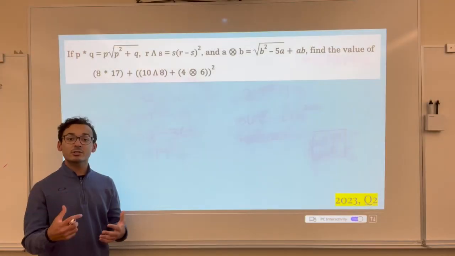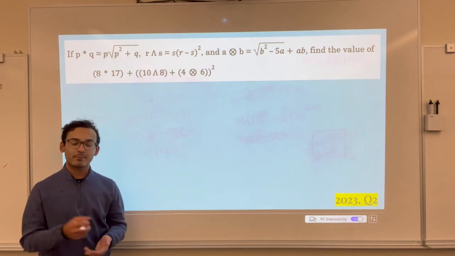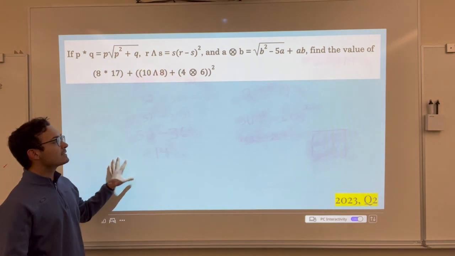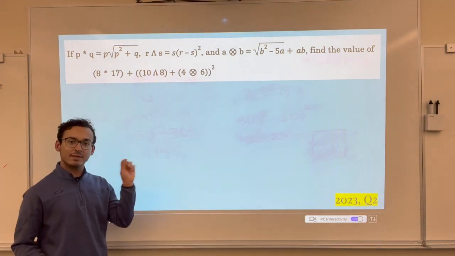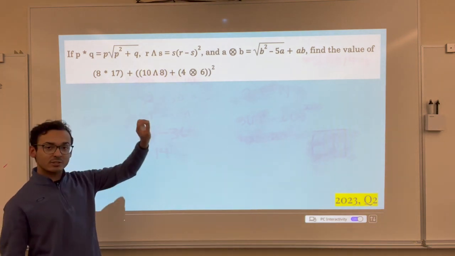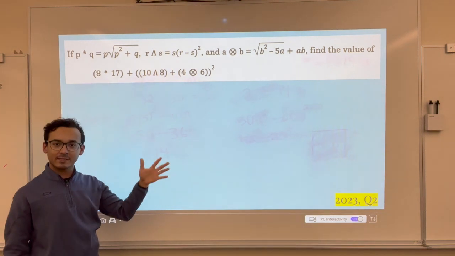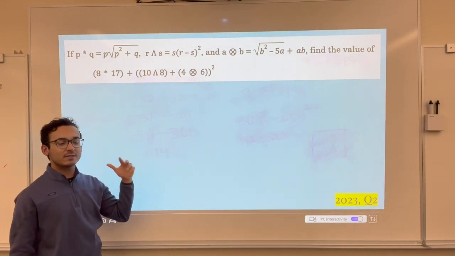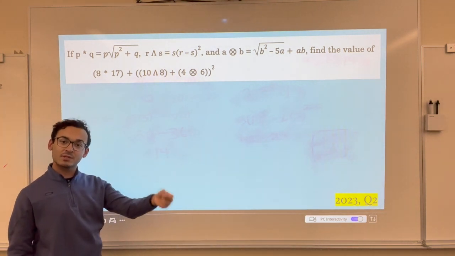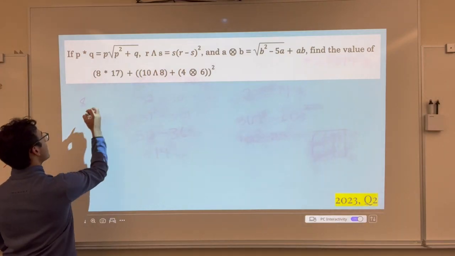Here is our second question of the first topic of the first meet of 2023. So this problem isn't too much harder than the last one in that we're just plugging in numbers to equations. It's just that this one has 3 equations instead of 2, and also the equations are more complex than that first question. So it's easier to make an arithmetic mistake with this one, but it's not harder overall. So we'll start with 8 star 17.